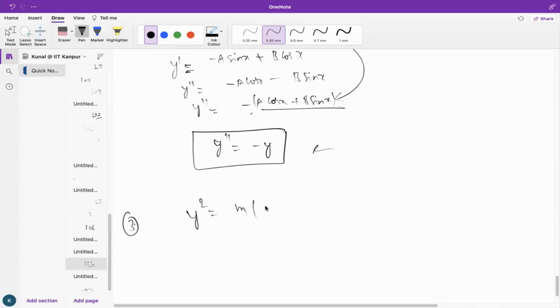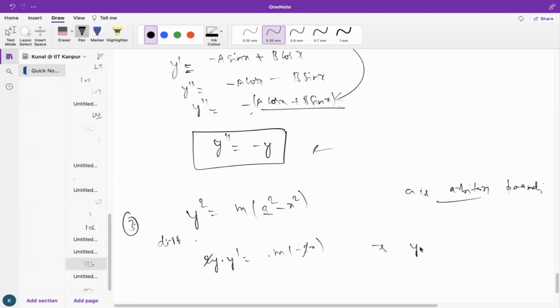y square is equal to m into a square minus x square. Try to solve this. So what you have to do? First differentiate, right? Because a is our arbitrary, and we can't do any manipulation so that we can remove that arbitrary parameter. So what you have to do? Differentiate. So actually, I'm going to get 2y dash is equal to, this becomes 0 and it will be minus 2mx. So these two and these two get cancelled. What we will get? We'll get y into y dash is equal to minus mx.